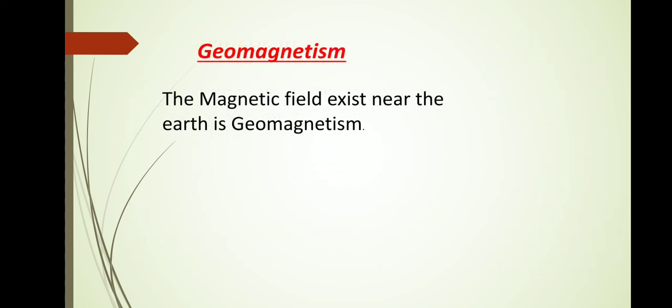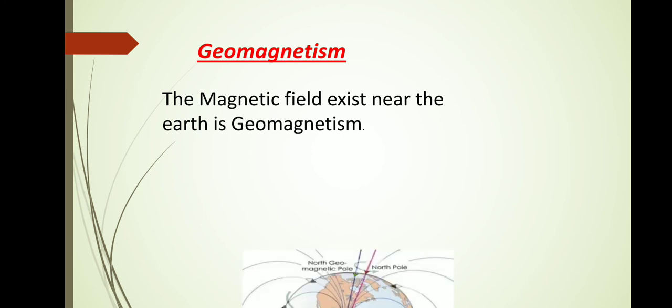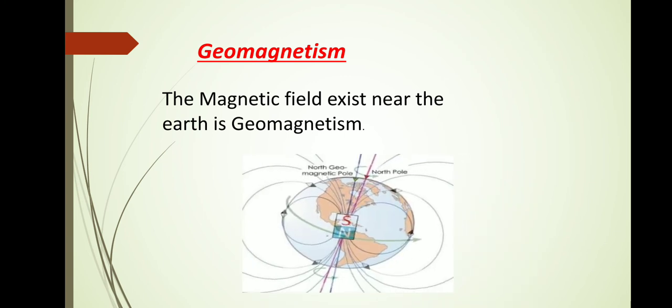Now let's move to the geomagnetism. Have you ever thought when you keep a compass why the needle always indicates north and the south direction? Yes, that is because of geomagnetism. That is, the magnetic field exists near the earth. The reason is the existence of a large magnetic field around the earth through north and south poles.